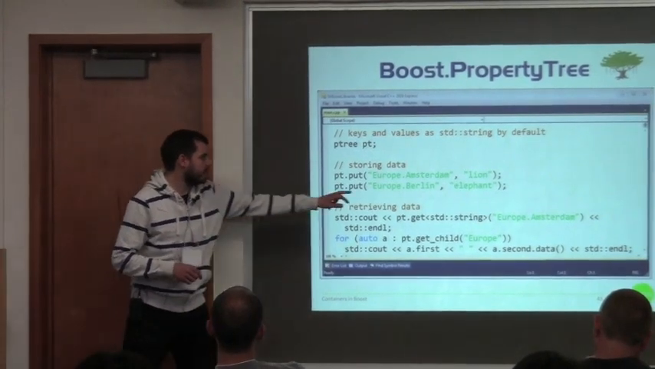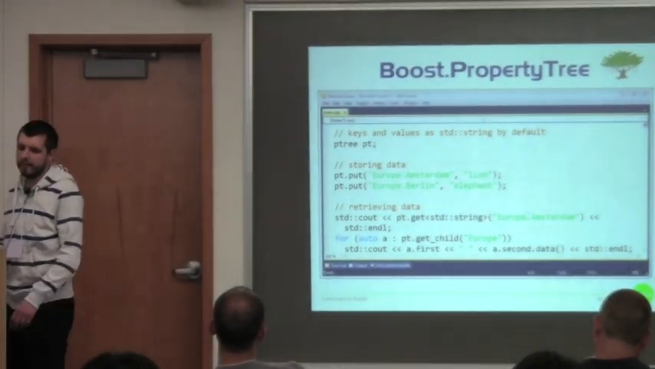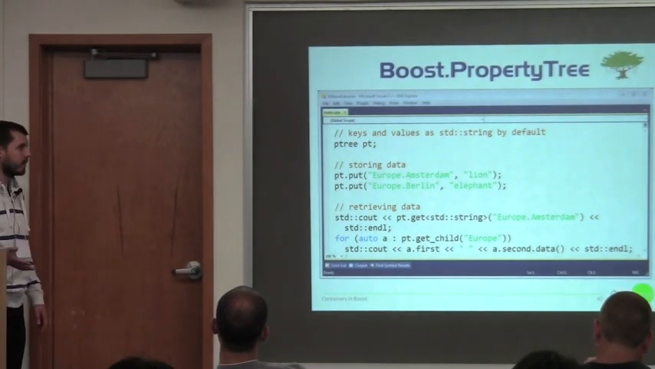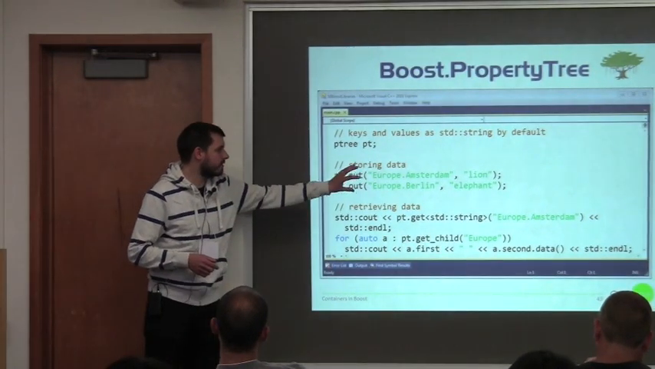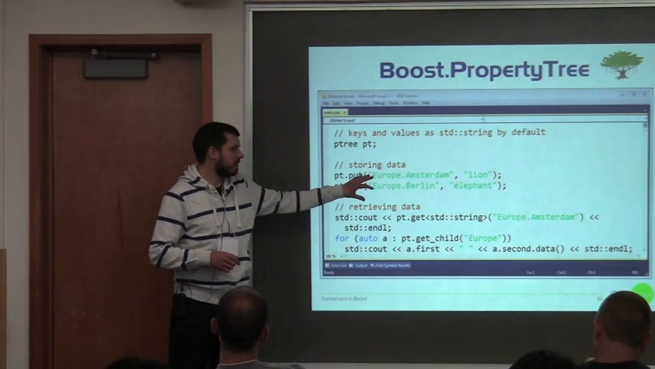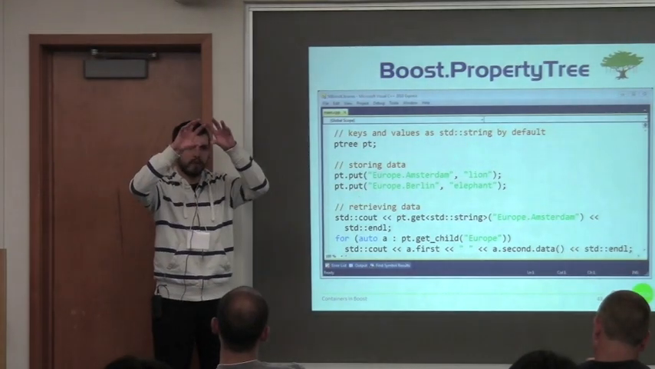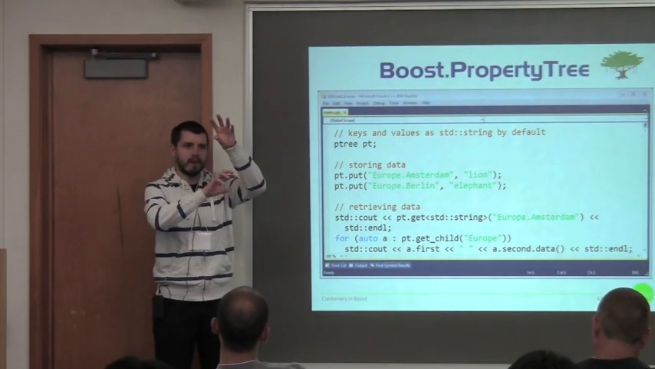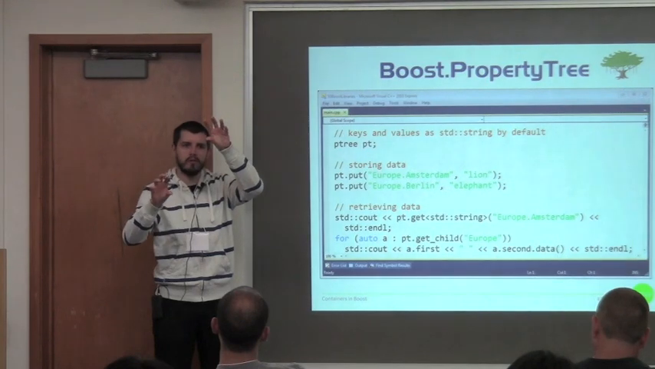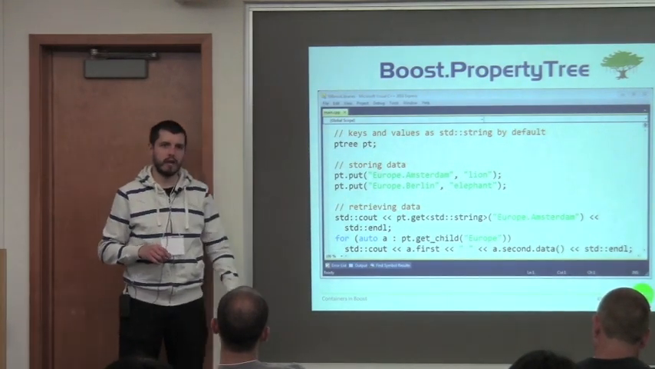And you see here that I used that dot here for a reason. You can think of that dot as being a directory separator. So what happens here when I put this key value pair into the container, there are new nodes created. At the top level, we have a Europe node. On the next level, we have an Amsterdam and Berlin node. And the Amsterdam node is set to lion, and the Berlin node is set to elephant.